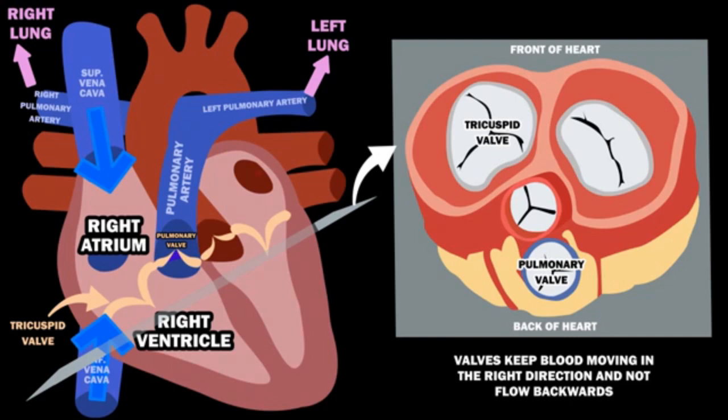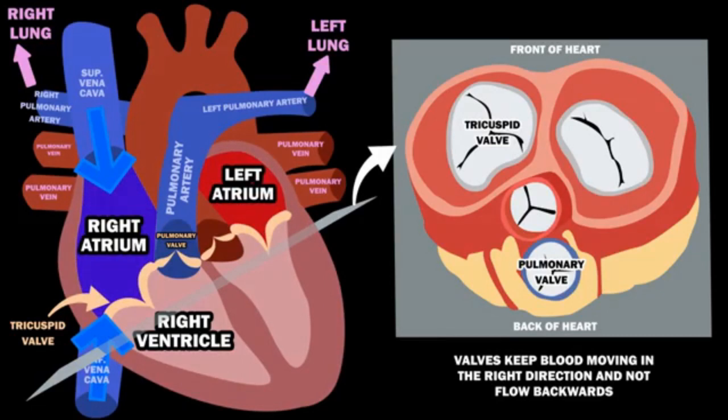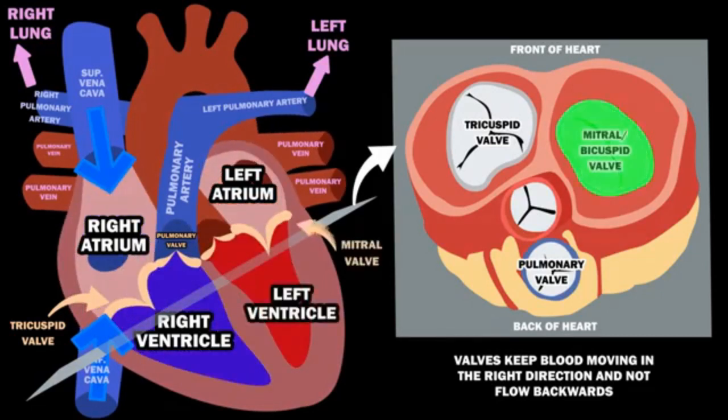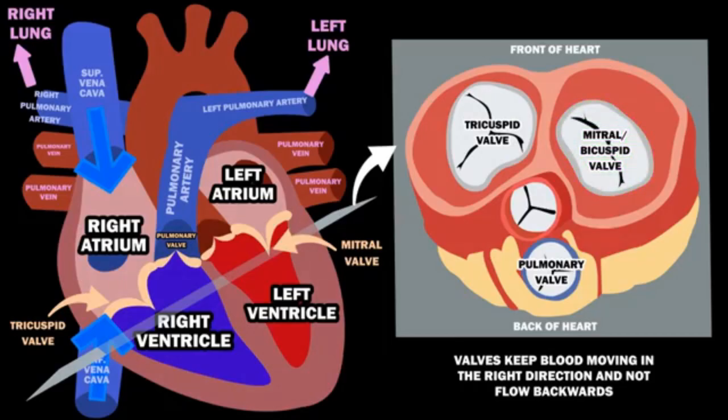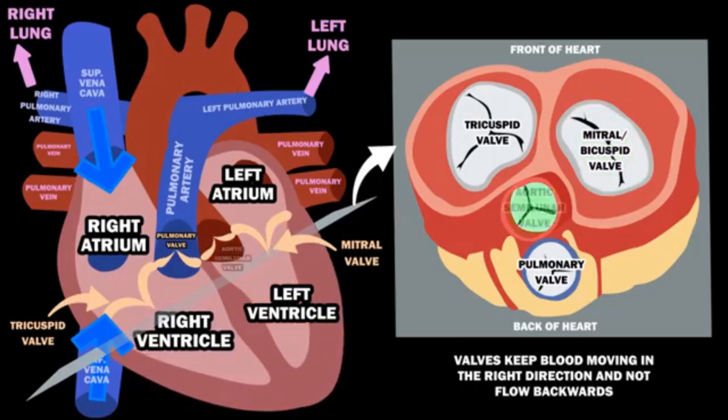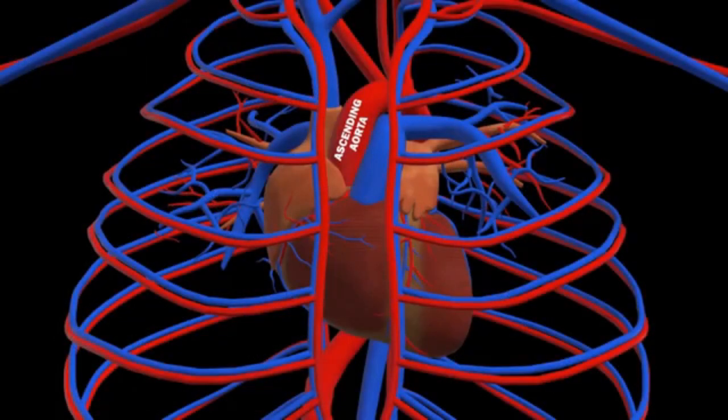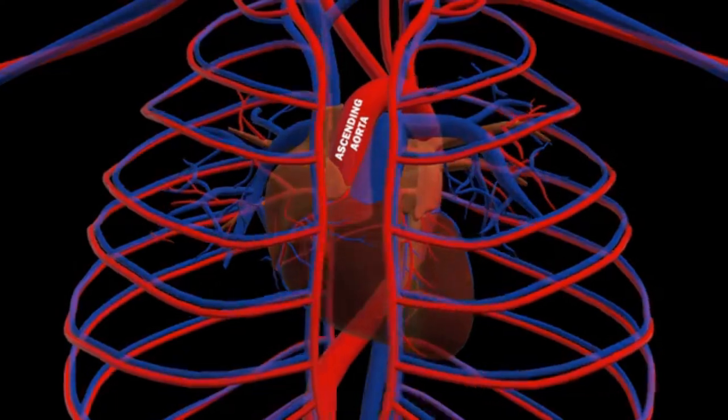In the lungs, gas exchange occurs. The blood discards carbon dioxide and picks up oxygen. Now, blood comes back from the lungs through the pulmonary veins, entering the left atrium. Next, the blood is pumped into the left ventricle through the mitral or bicuspid valve. Finally, the oxygenated blood leaves the left ventricle through the aortic semilunar valve, entering the aortic arch. The aorta, which is the largest of all arteries, distributes the oxygenated blood to the rest of the body.